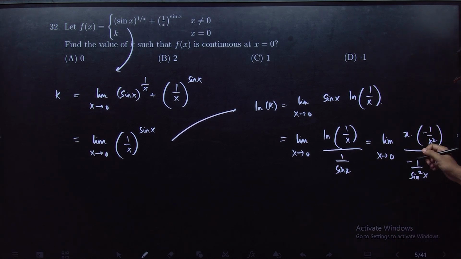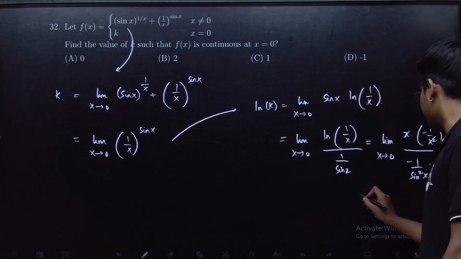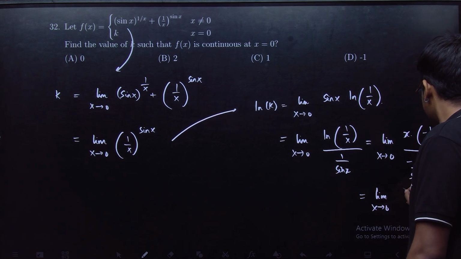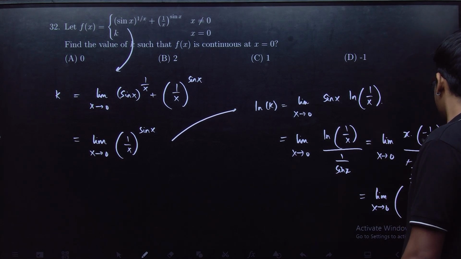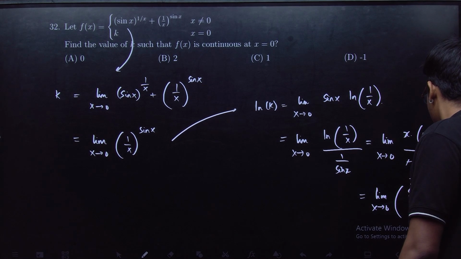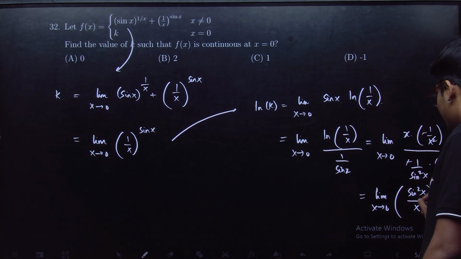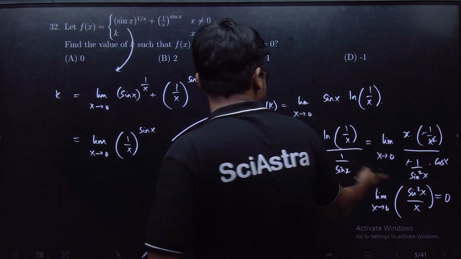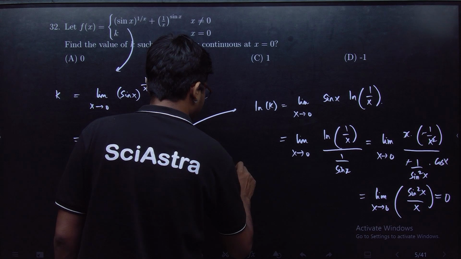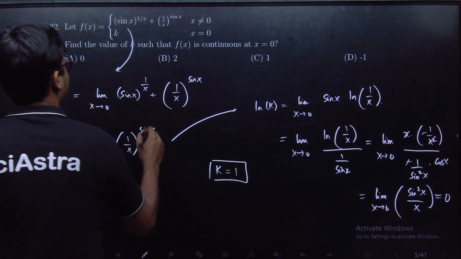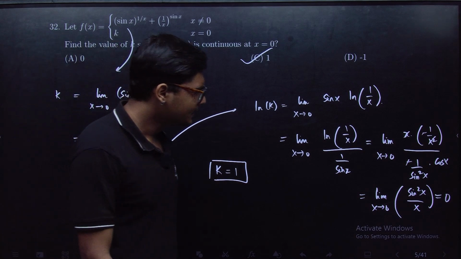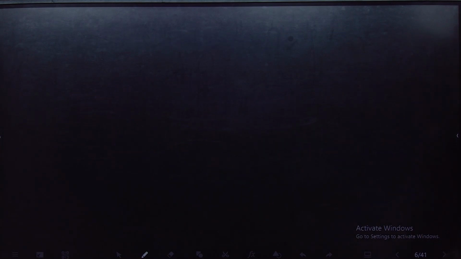Now see, this x and x will cancel out. You basically get the limit where cos goes to 1. So ultimately you have x going to 0, the minus minus cancels out, so you have sin square x by x, right? Now sin x by x goes to 1, and sin x goes to 0. So this overall limit goes to 0, right? So what is the value of k? ln k is equal to 0, so k is basically equal to 1. So the value of k that we want is equal to 1, which is option C. Okay? Fine. So that is question 32.